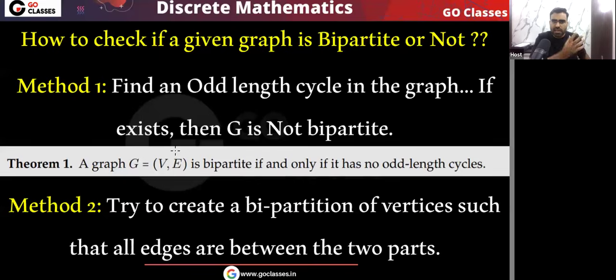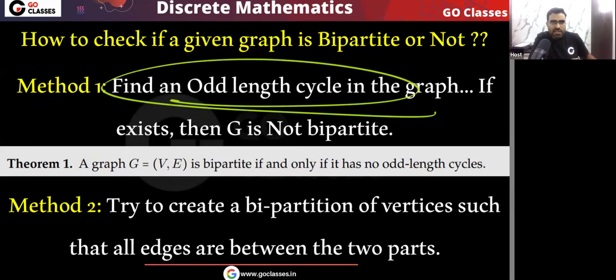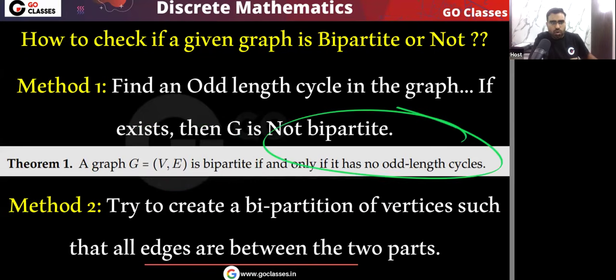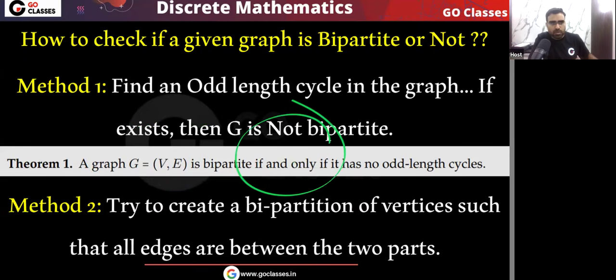I told you that if the graph has an odd length cycle, then it is not bipartite. If your graph is bipartite, then it will not have an odd length cycle. And remember, if your graph is not bipartite, then it will definitely have an odd length cycle. So very simple, how to check if a given graph is bipartite or not? Method number one is find an odd length cycle. If there is an odd length cycle, then the graph will not be bipartite. A graph is bipartite if and only if there is no odd length cycle. If there is no odd length cycle, then the graph will be bipartite, and if there is an odd length cycle in the graph, then the graph will not be bipartite.